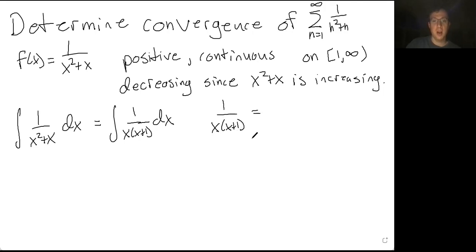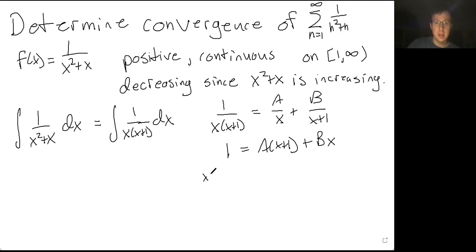Since both factors are linear and non-repeated, this is A over x, B over x plus 1, clear those to get A times x plus 1 plus B times x. Take our good choices for x to substitute in. If we put in 0, that's gone. We just get 1. So A is 1. If we put in -1, then this term is gone. We get negative B. And so B is -1.